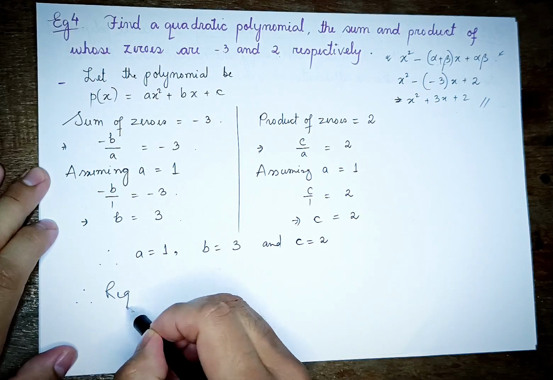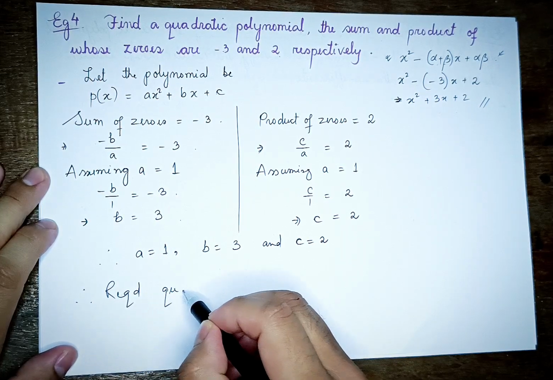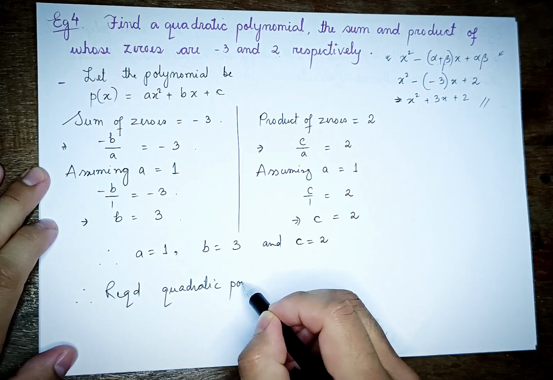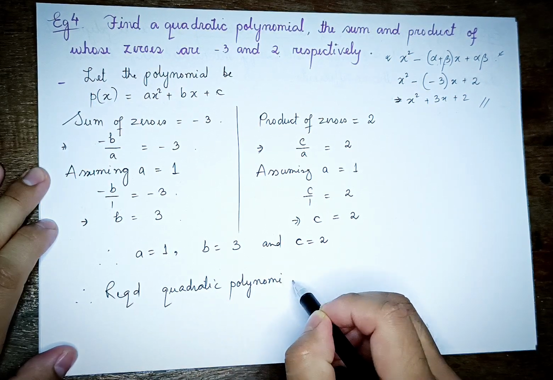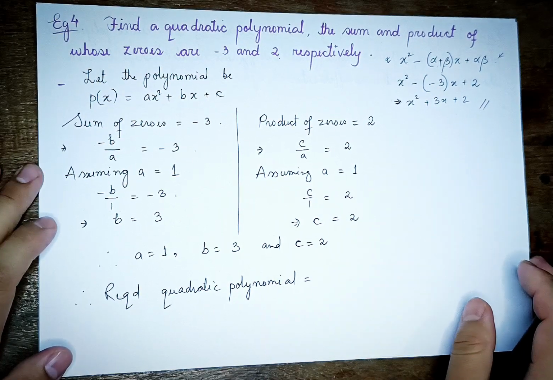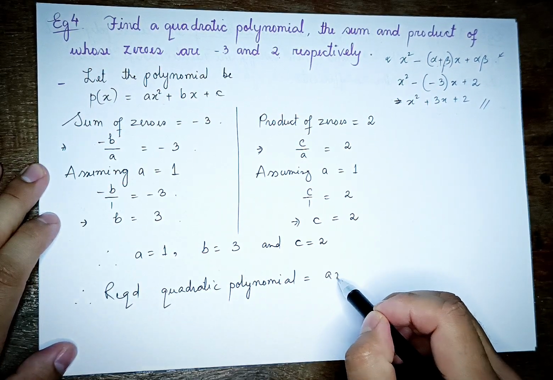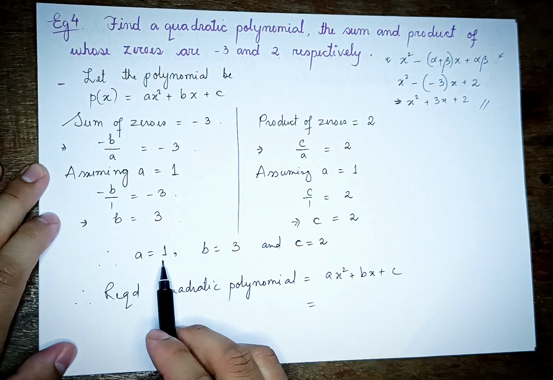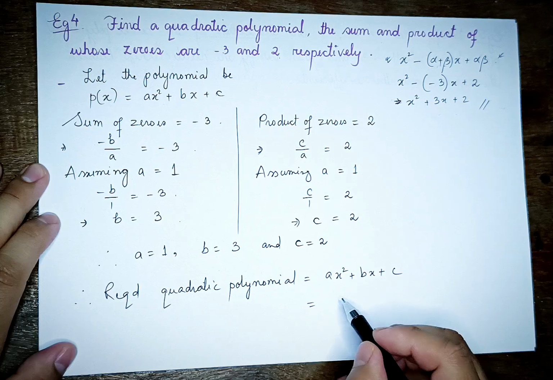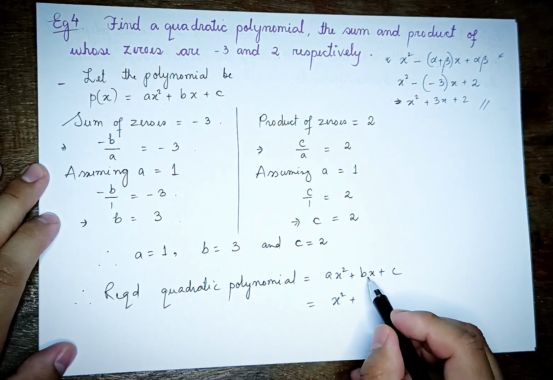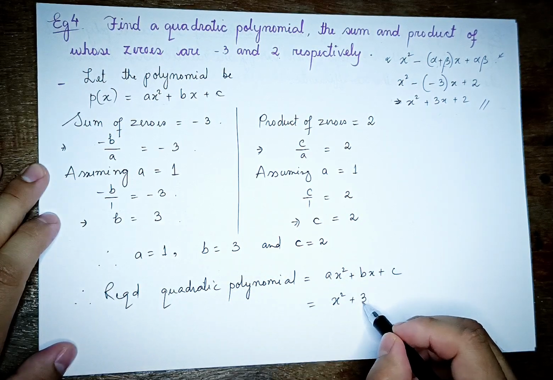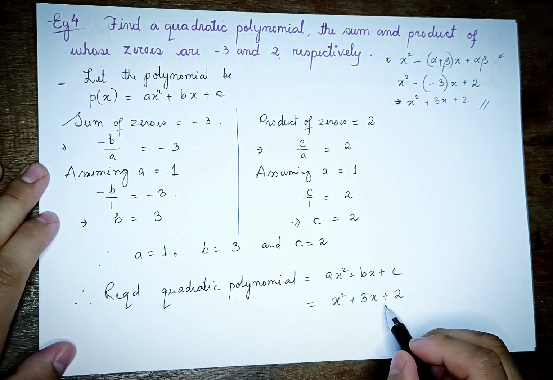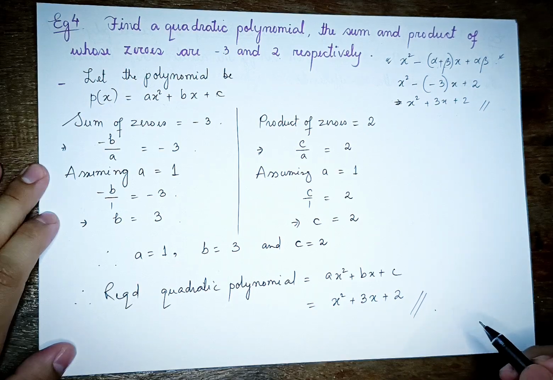Therefore, the required quadratic polynomial is equal to, we know that the quadratic polynomial is of the form ax square plus bx plus c. Here the value of a is 1, so 1x square, we write x square plus. The value of b is 3, so we write 3x plus. The value of c is 2, so we get x square plus 3x plus 2. This is your answer.